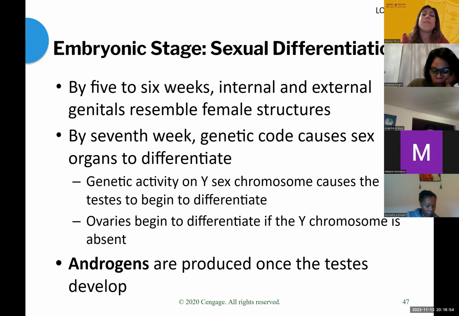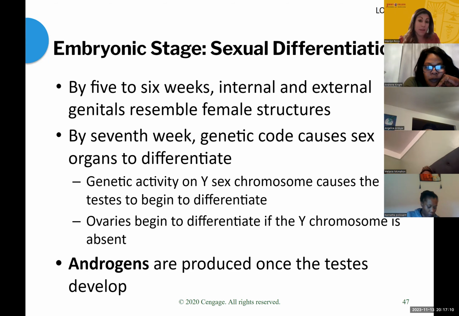So not only is the sex pretty much determined by this time, but that embryo, that baby, they're starting to learn, and even though they're in the womb, they're still understanding that they are one or the other in their own way. And then androgens are produced once the testes develop.